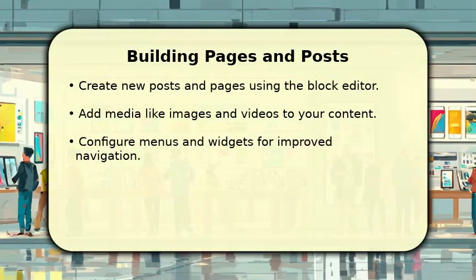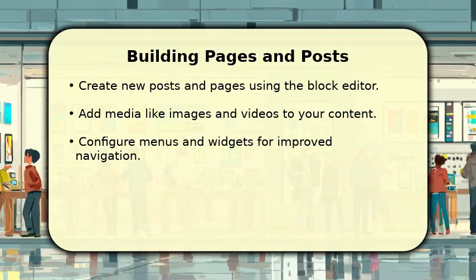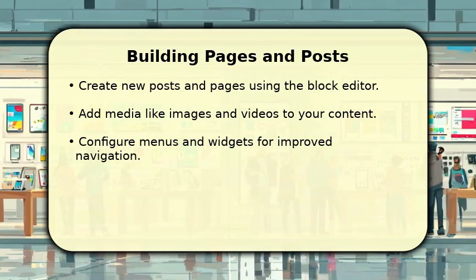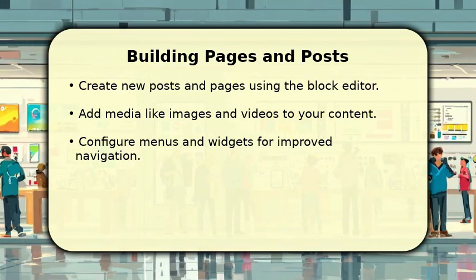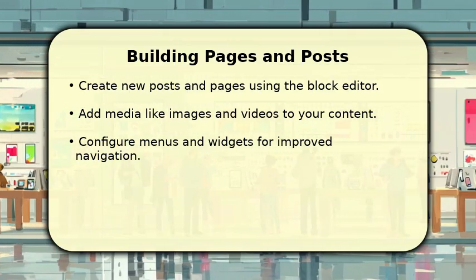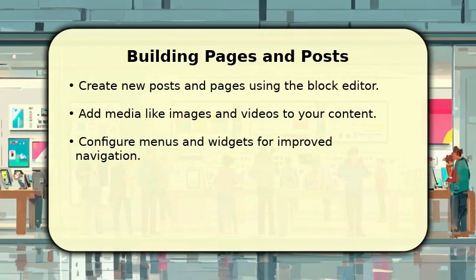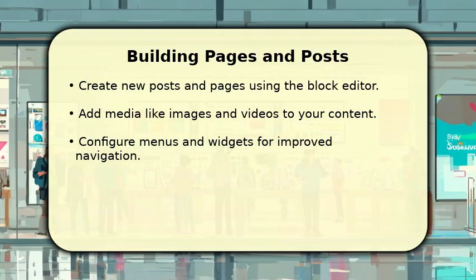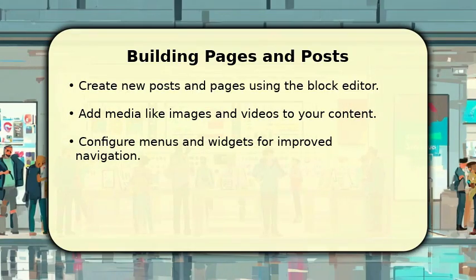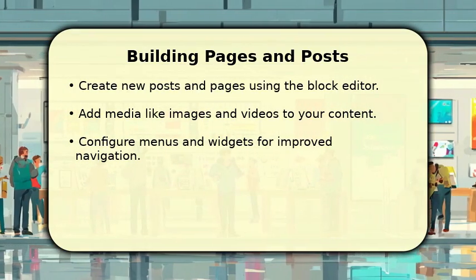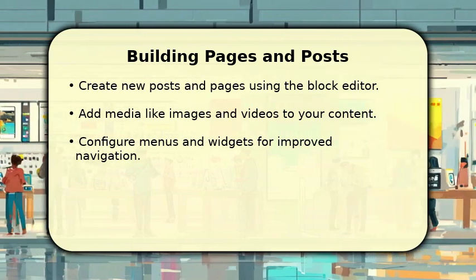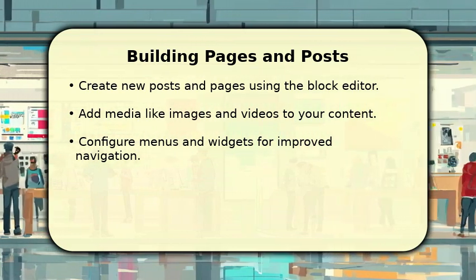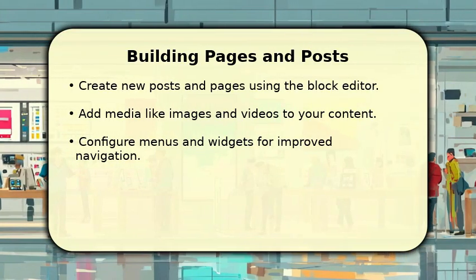Now, let's create engaging content. Use the block editor to build new posts and pages, easily adding text, images, and videos. You can upload media files up to 256 megabytes directly. Customize your site's navigation by setting up menus and adding widgets to your sidebar or footer. This allows visitors to find information quickly and enhances their overall experience on your new WordPress website.